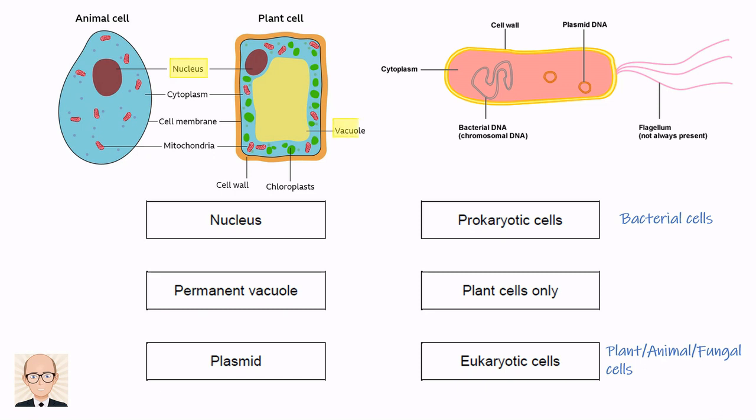The vacuole is shown here as this large, yellow, fluid-filled sac, and the plasmid is a piece of DNA found in bacterial cells. Remember that bacterial cells don't have a nucleus. They have their DNA just loosely found in the cytoplasm as circular chromosomes, or as plasmids.